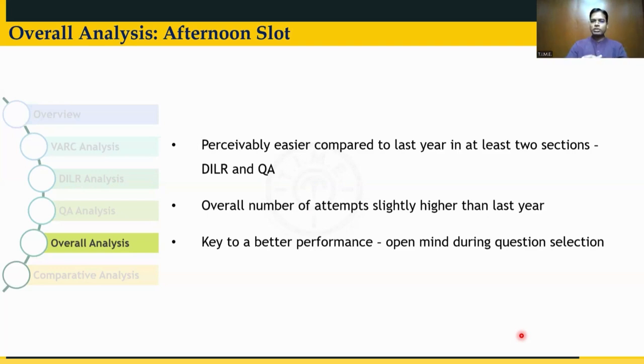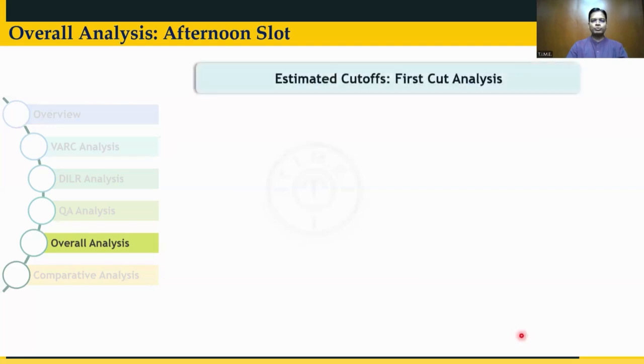But one thing students should remember, and which was the key to a better performance today, was to have an open mind while you select your questions. There were questions that looked complicated, but all they needed was a minute of brave time, or venturing into them. All you would have realized was that they were actually the more doable sets. So this kind of open mind is what would have made a big difference for most students.